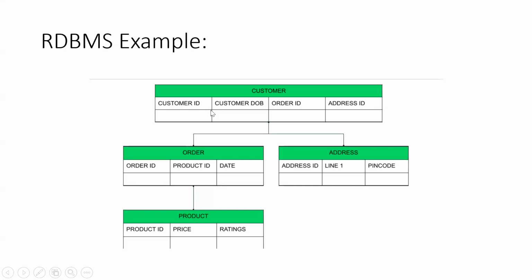So if we just want to get, for a particular customer, what is the address line one and what is the pin code, we can quickly join these two tables, customer and address, with the help of address ID, and fetch the pin code information of that particular customer. Okay. The same thing for product as well. Product is joined with the order table on product ID. If we want to check what particular product, or what ratings, a particular customer has given to that product, we can directly join these three tables.